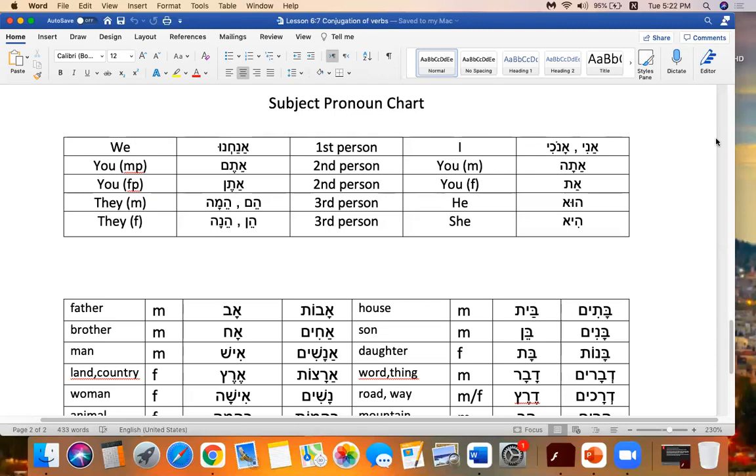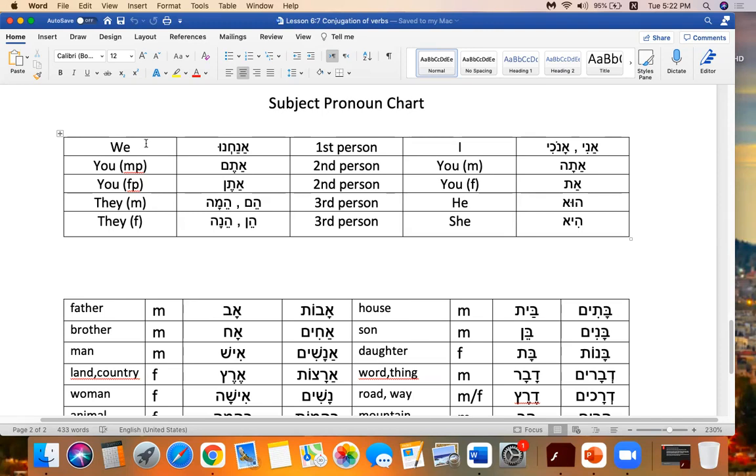So I put all the pronouns on this chart, so you would have them right there to look at. And remember, these pronouns will help you with conjugating your verbs, and it will also help you with endings for nouns. So I is ani, or in biblical Hebrew, you will see anochi. You masculine singular is ata, you feminine singular is at. He is hu, and she is hi. So that's first person, second person, and third person.